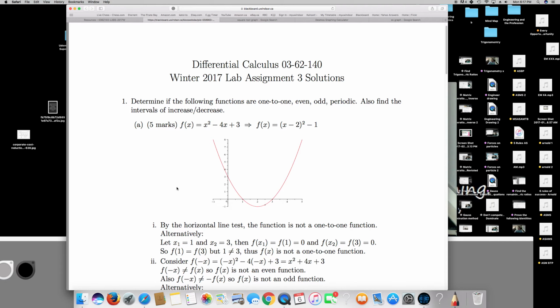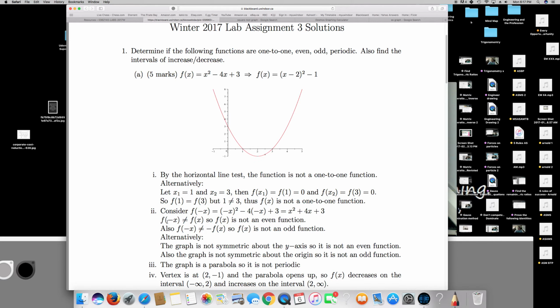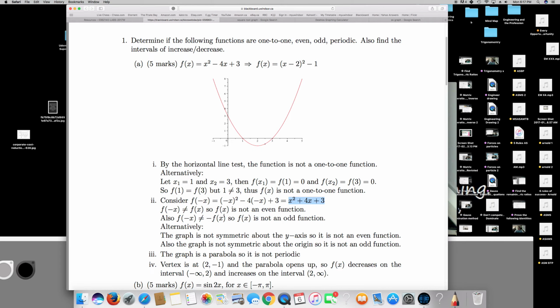And to find whether it is even, we have to put f of minus x. So instead of x, if I put minus x, what is the answer I get? Minus x square, and minus 4 times minus x, and the answer is going to be x square plus 4x plus 3. So this is giving a different answer than f of x. If it's an even function, f of minus x should be equal to f of x. Therefore this is not equal to f of x, so this is not an even function.